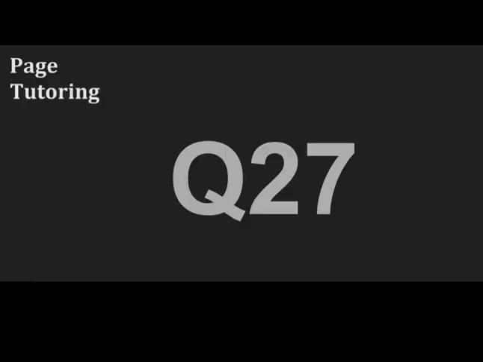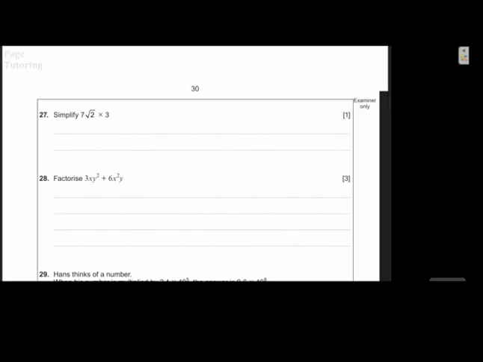Question 27. Now this is a super simple question and there's only 1 mark to get. So simplify 7 square root 2 times 3. So all you will do is times that 7 at the front by 3. So 7 times 3 is 21. So it'll just be 21 square root 2.